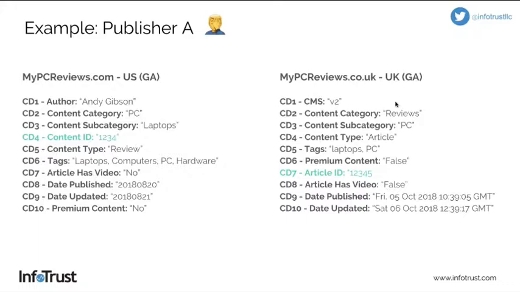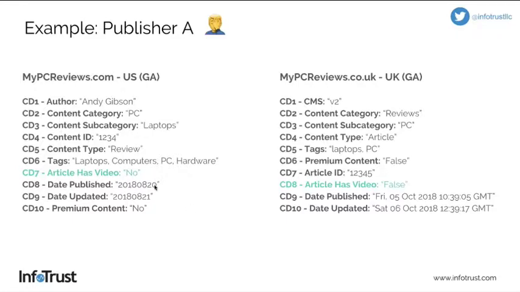Now for content ID, they might have a different content ID format. Obviously we're not going to have the same exact content ID because it's two different websites, but maybe they're using an alphanumeric value, and what we're using is strictly an integer, a number of some sort. So a lot of differences there. Let's see, content type. In this example, we are calling out that it's a review for the US team. The UK team is just saying it's an article. So their review is actually being sent to the content category, whereas the content type for the US is being set to review. So certainly some differences here.